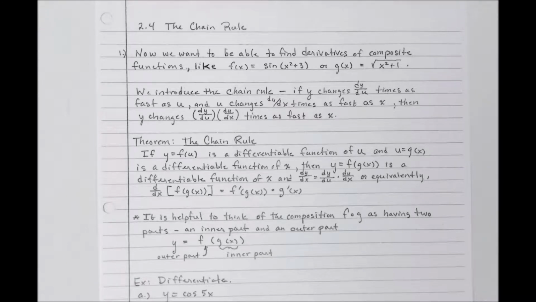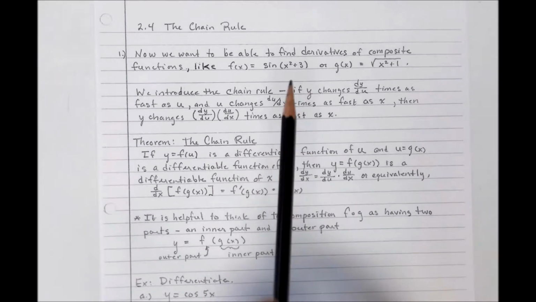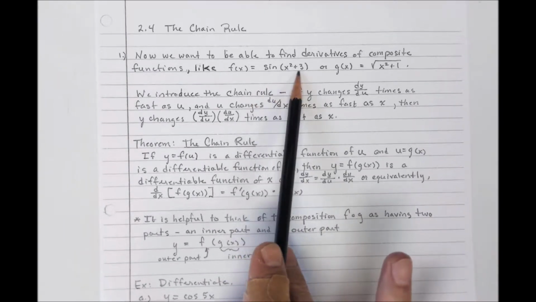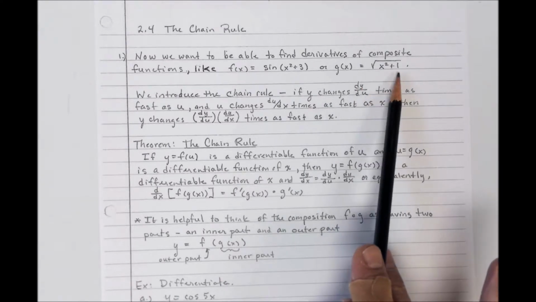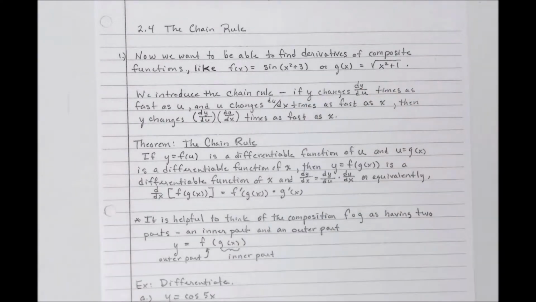Chapter 2, Section 4, the chain rule. The chain rule is used when we are trying to find the derivatives of composite functions. As I've given a couple of examples up here, the sine of x squared plus 3, the square root of x squared plus 1. These are composite functions because you have an inner and an outer function.